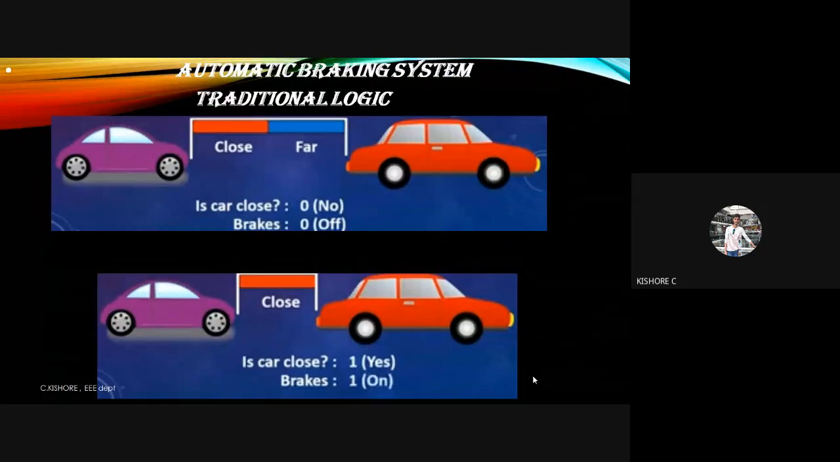In the first picture, which shows a traditional logic based car, the car goes behind the red car and senses that the car in front is too far. So zero, no. If the car is close, zero, and the brake is off. Here traditional logic, which means Boolean logic, is used. So when the car in front suddenly stops, the car behind, with its sensing unit, applies a sudden brake that may lead to an accident or major injury to the driver and passengers. So this is the disadvantage seen in traditional logic. Next.